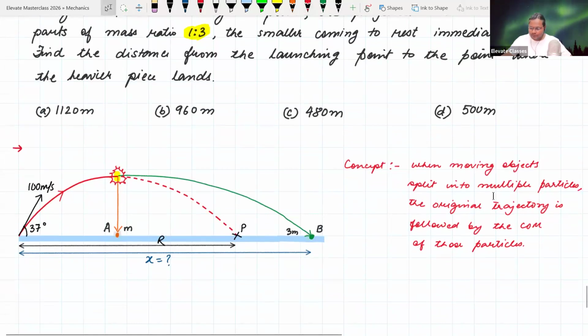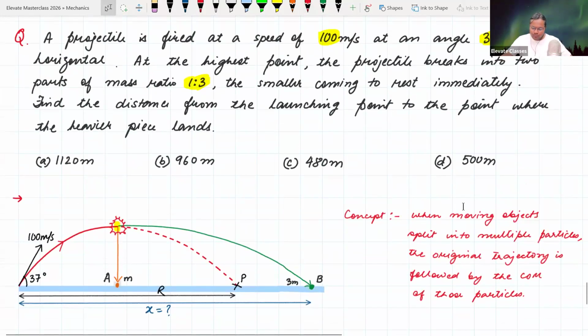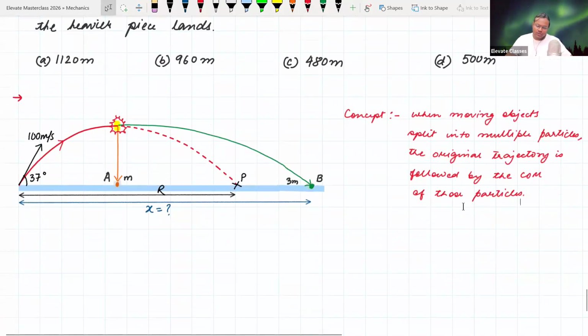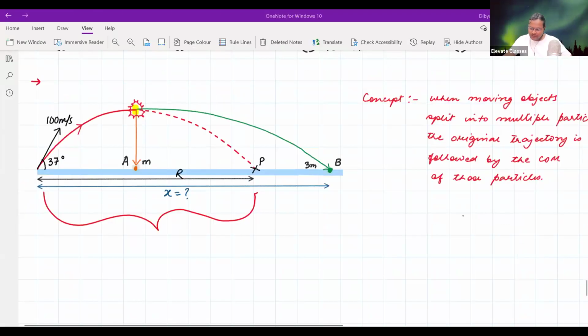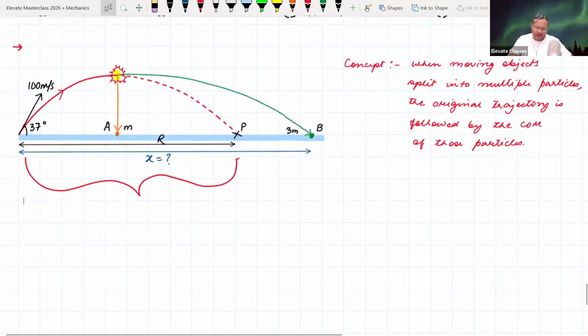ठीक है, तो हमें क्या पूछा गया है? What is the distance from the launching point to the point where the heavier piece lands? So before we calculate the heavier piece position, which is x, can I calculate the final point of the center of mass? Kashan, Vivek S, correct answer. So the final position of the center of mass is nothing but the range. I can calculate the range.